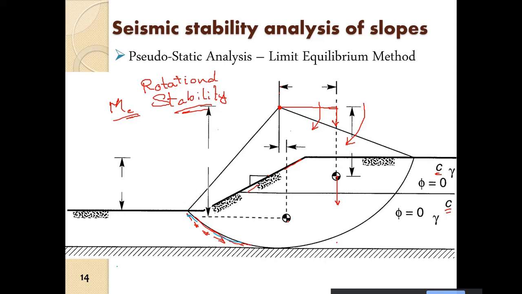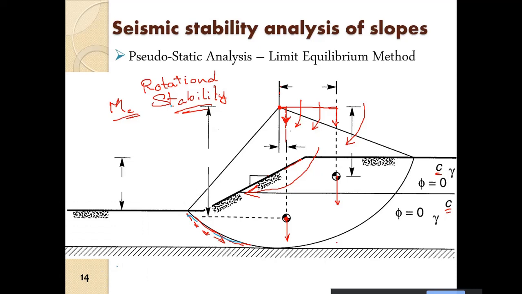Similarly, we have this weight, so it is acting down. So we have this moment, this lever arm. So it is again destabilizing. It is trying to rotate the soil mass out of its position here.